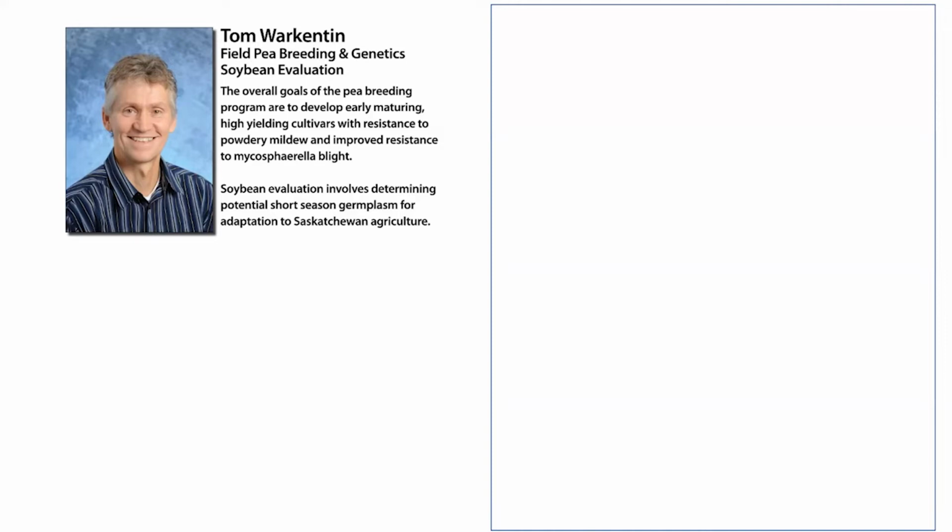And Tom is also working on soybean breeding for Saskatchewan in collaboration with a number of programs in Canada, for example, from the Ottawa program, and also some germplasm from the Iowa program. So he's doing a little bit smaller scale than field peas, but this is coming.